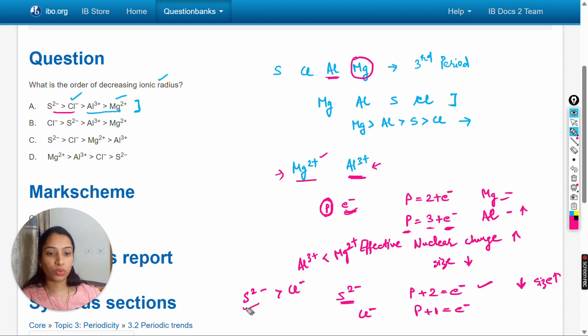So the highest size of the ionic radius will be in case of S2-, then chlorine, and here we have found that magnesium 2+ will be of bigger size than aluminium 3+. So this should be the trend. So this is how we can solve these types of questions by using these effective nuclear charge concepts.